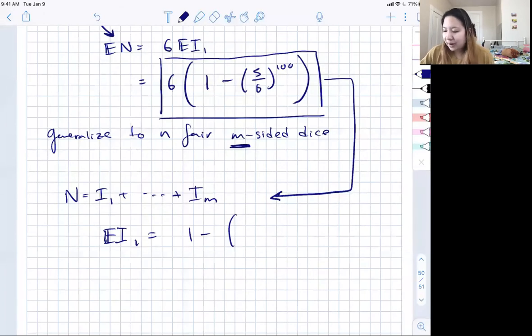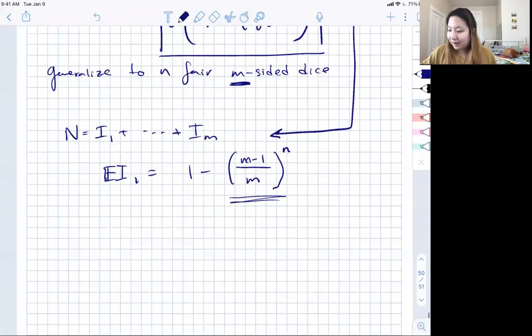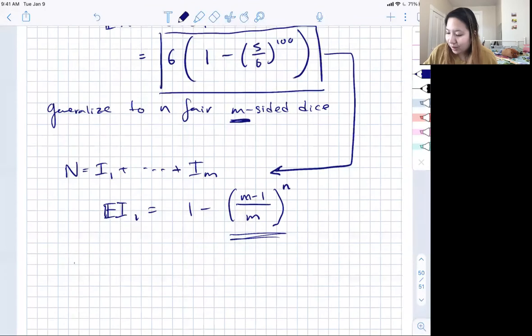And the expectation of I sub 1 is going to look like 1 minus, and there's again M sides, so (M minus 1) over M to the n. And this is the probability of not rolling a certain face, not rolling face 1. And we're rolling n times, so to the n. So this is going to be our expectation. And then this gives a total expectation of E[N] equals M times (1 minus ((M minus 1)/M) to the n).